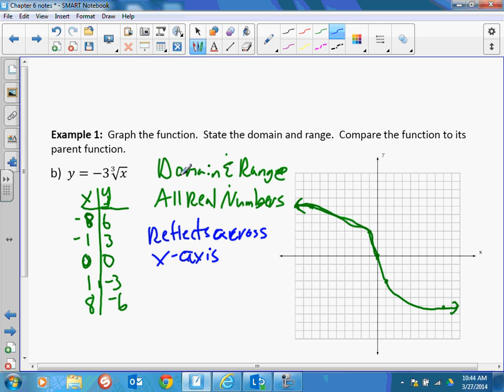And then the 3, what it does is it makes it stretch. It makes your y's bigger when you multiply everything by 3. So when it was 1/2, when it was a fraction, when it was less than 1, it makes it a vertical shrink, like the last example. But this one's 3, so it makes everything bigger. So you write a vertical stretch.